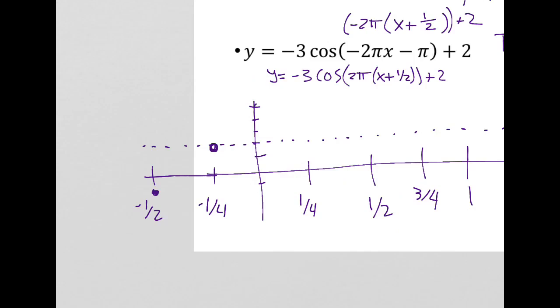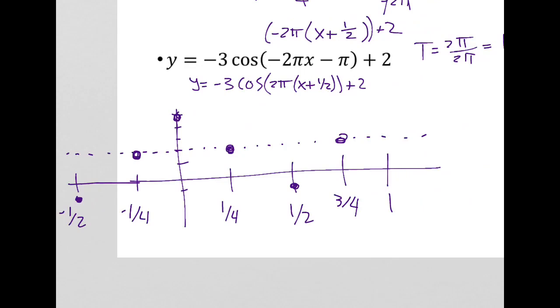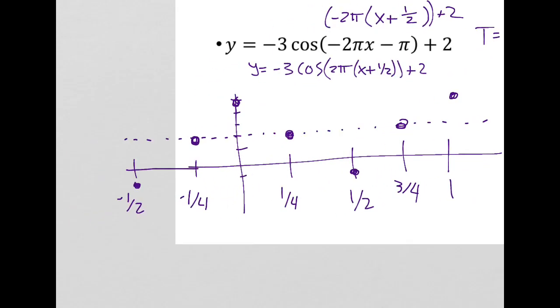My next point has to go up. My next point has to come back down. My next point has to continue down. And my next point has to go back up. And my next point has to continue up. And there we go. Whoop-de-dup. Now I can sketch it in.